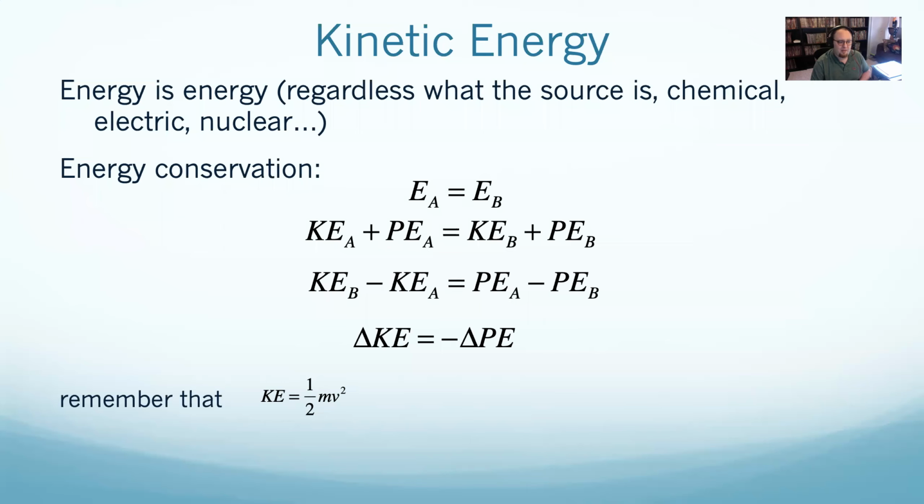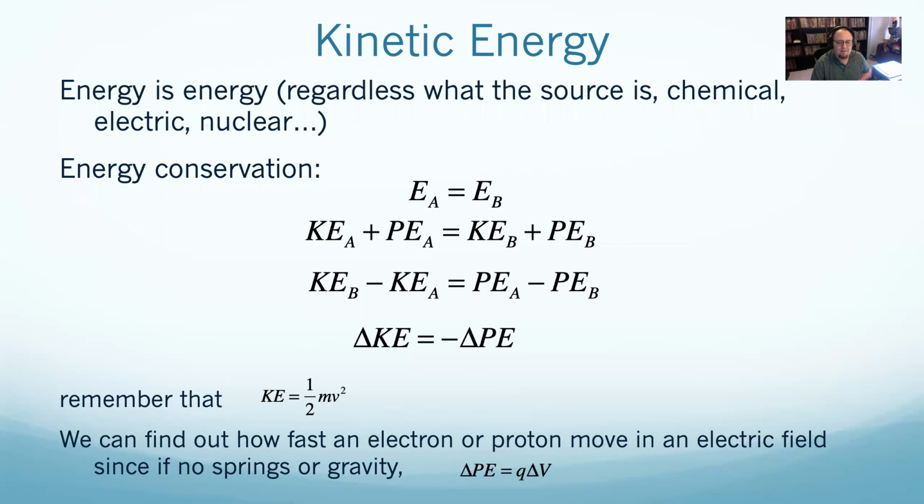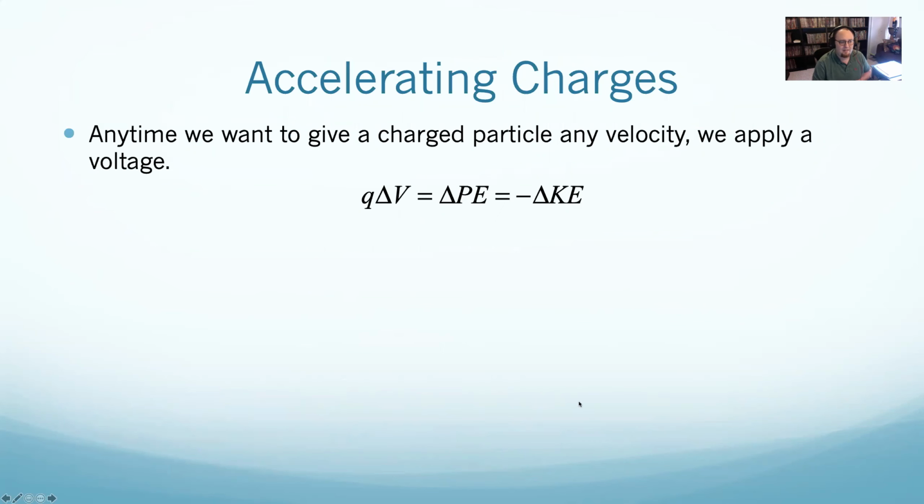Remembering that kinetic energy is 1/2 mv squared, we can figure out how fast an electron or proton would move if it's put in an electric field. Because if it's put in an electric field, you can find out the potential difference. If you know the potential difference, you know the change in potential energy, and then you know the change in kinetic energy. Putting together this line and this line, I can say that QV is delta PE or negative delta KE.